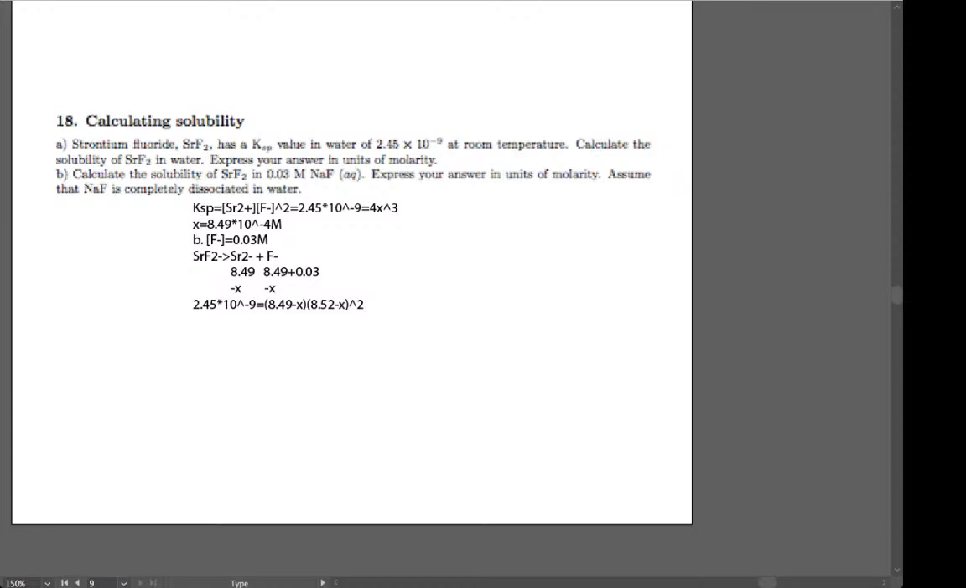And so I just need to plug it in. Cage that in, of 8.49. Subtract it by X. Wait, no, sorry, that would be A. A subtracted by X. Plus 0.03. Subtract the thing by X. You take the square. Subtract it by 2.45 times 10 to the power of negative 9, which I should have ignored.